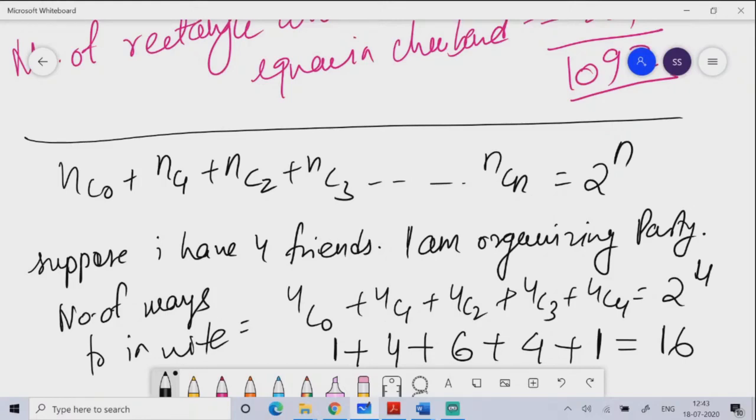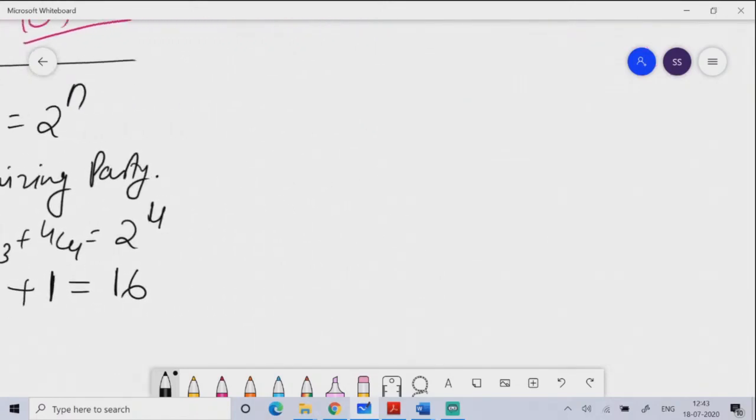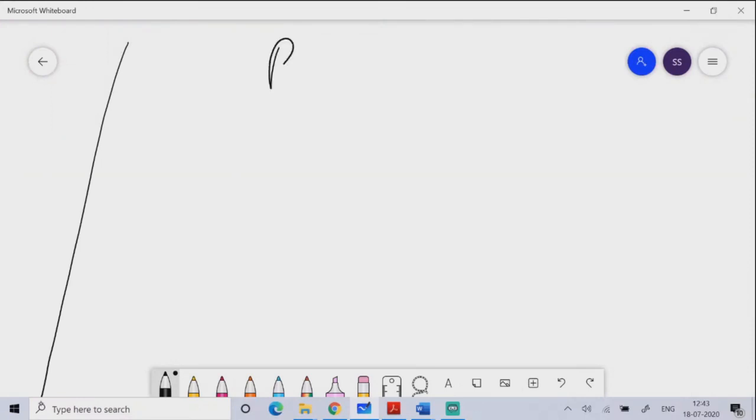This is what we use in Pascal triangle. So you remember Pascal triangle; the same thing we work on in Pascal triangle.